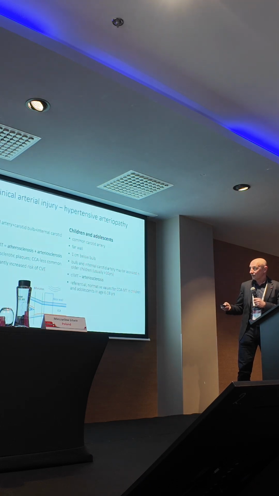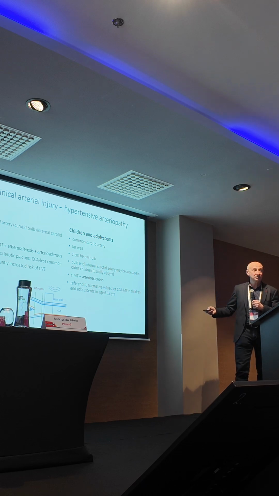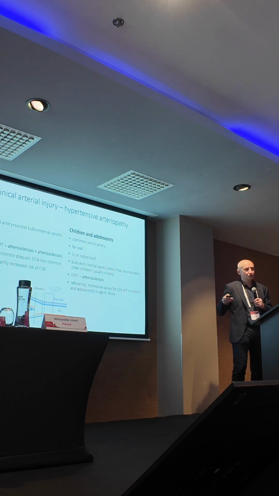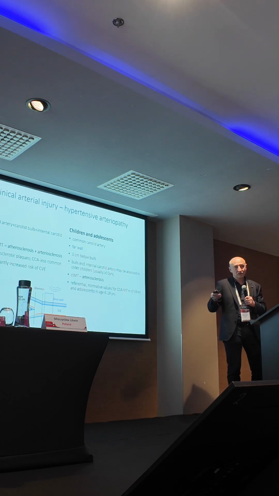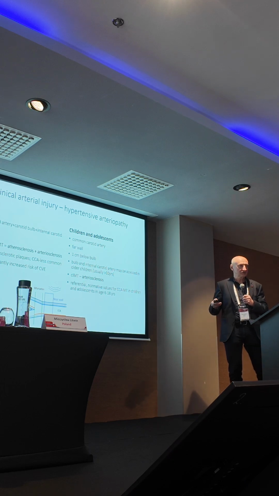So, what are the differences between adults and children? In most children, we cannot assess the bulb and internal carotid artery. The bulb and internal carotid artery are easy to assess after the pubertal growth spurt. In younger children, it is quite difficult to assess the bulb and internal carotid artery, places where atherosclerotic plaques develop.